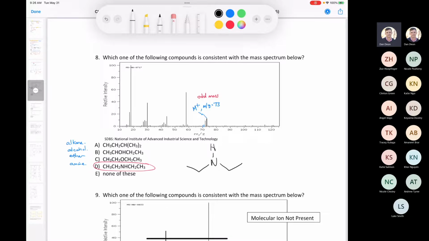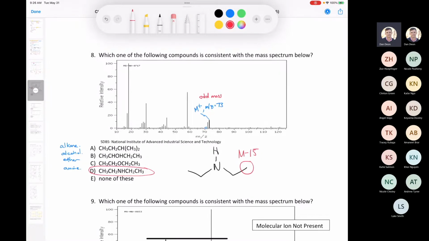But what are some things that you could lose? You could lose the methyl radical. So if you had M minus 15, if you were to lose the methyl radical, then you take 73, subtract 15, and that would mean you should have some kind of ion with a mass over charge of 58.